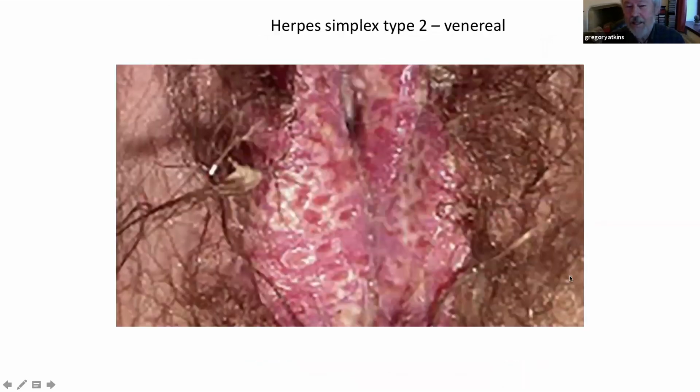This is the other kind of herpes virus, type 2, which is a venereal infection and causes these fluid-filled vesicles, which is incidentally very infectious. There's some crossover now between the two, about 20% crossover. I'll leave you to figure out why that might be.